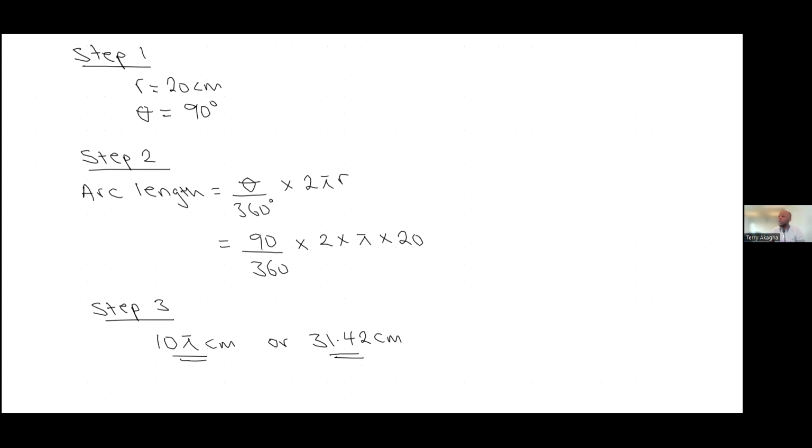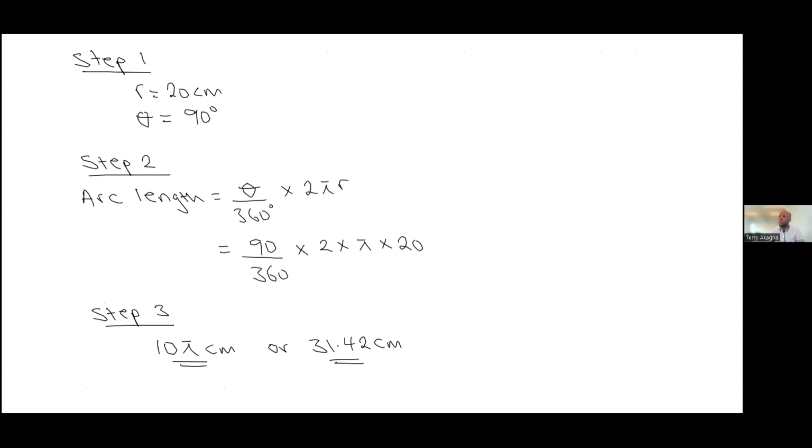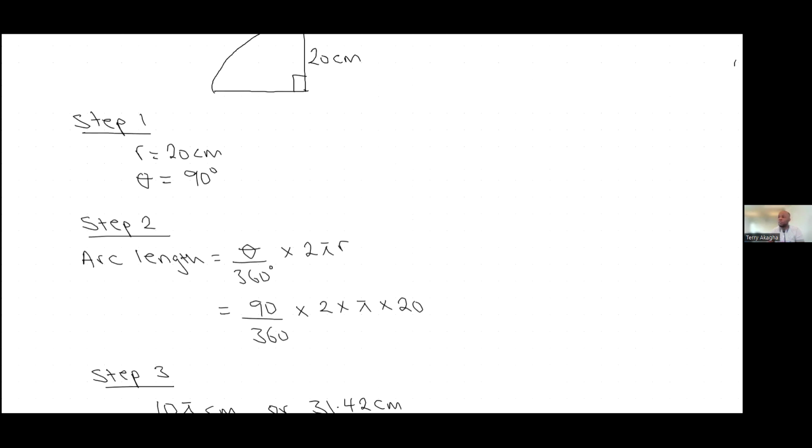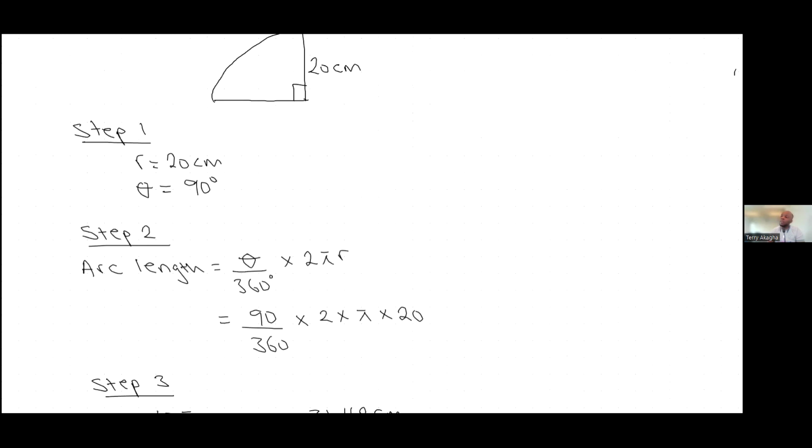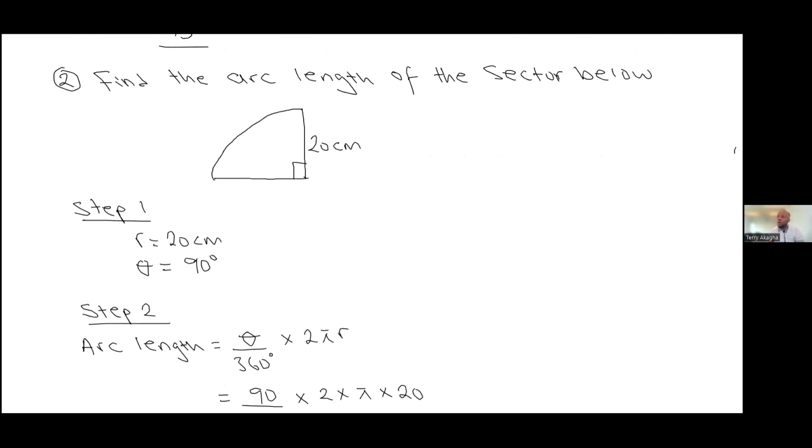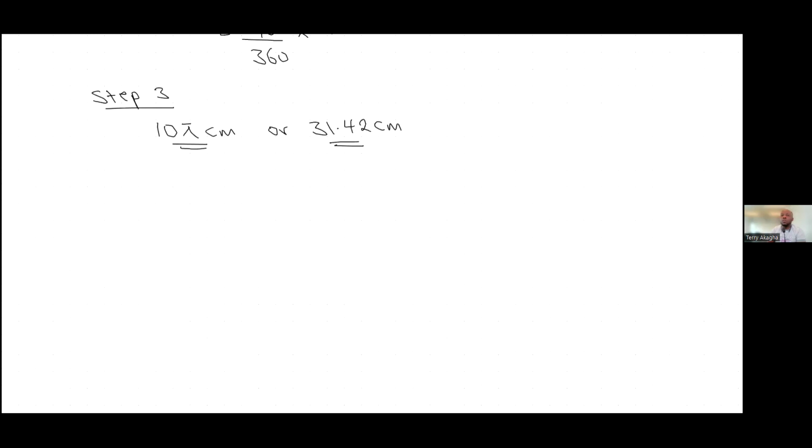Basically, in this example, we identify the radius, and we apply the formula theta over 360 times 2 pi r. And we know that this is a right angle sign, so this angle here is 90 what? Degrees. All right, so we'll go to the next example now. The example I have here, number 3, we're told to find the arc length of a semicircle.